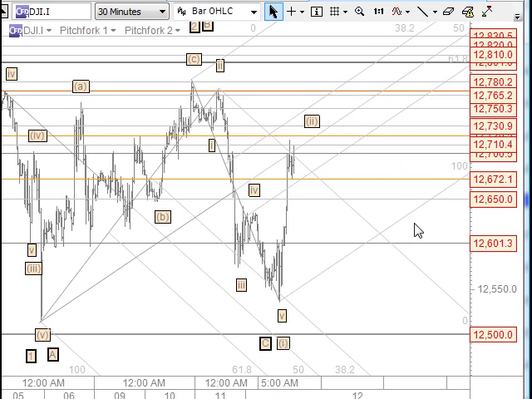Otherwise, a breaching of the 12,600 here really puts us into a bearish mode, and certainly under the 12,500 puts us into a bearish mode of a bigger degree, and that would be the same on our local market too. There at 4,500, under that really opens up a larger bearish pattern as well.